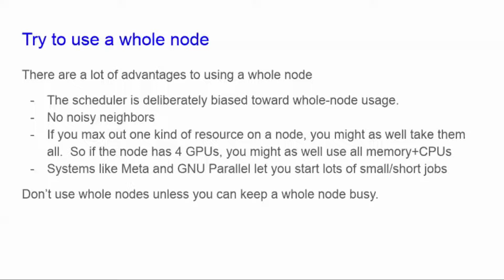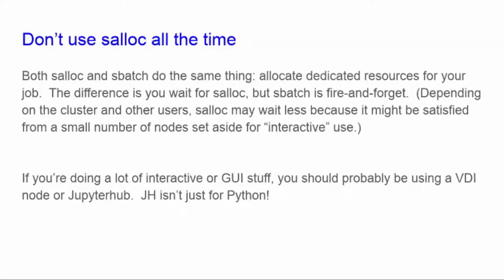On the other hand, if you can't keep a whole node busy, don't allocate a whole node. I guess I want to think that goes without saying, but it doesn't really, because when you allocate a whole node, you'll be charged for the whole node resource. So that means that your fair share will be affected, and that may make your jobs wait longer in the future. Another curious suggestion is that there's a good time to use salloc and a good time to use SBatch.